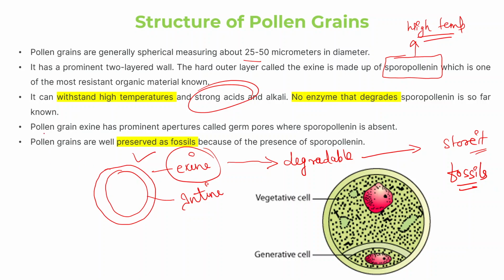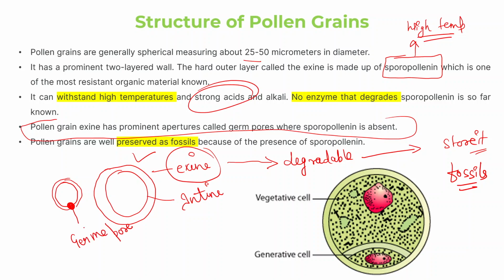But this point is very important to notice here: the exine is not continuous on the pollen grain. There is a point where the sporopollenin is absent, and that point is known as the germ pore. So, exine has a prominent aperture where the sporopollenin is absent.